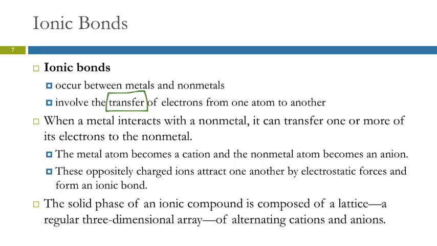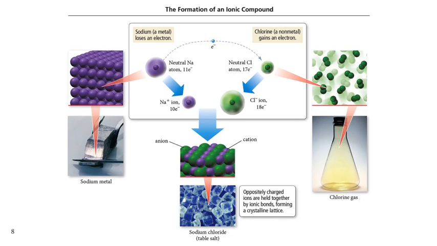When you have an ionic compound in a solid state, it is composed of a lattice, which is a regular three-dimensional array of alternating cations and anions. I think we've got a picture here. So here, this is an illustration of what the ions are doing in sodium chloride. They line up so that they maximize attractions and minimize repulsions, and they just keep going on and on. There are no discrete molecules here. It's just one big pattern, one big array.